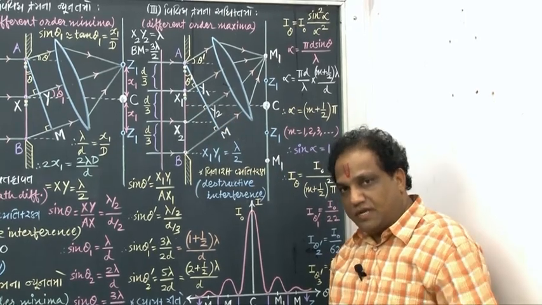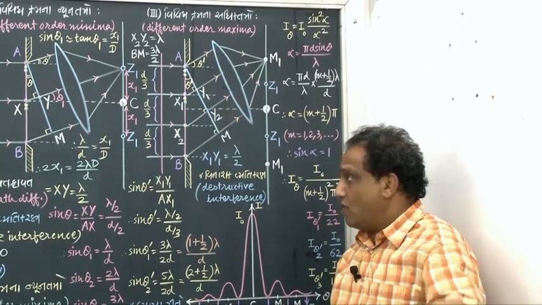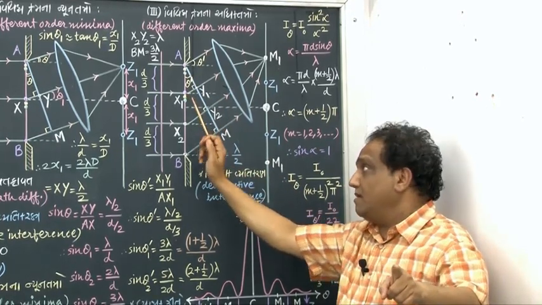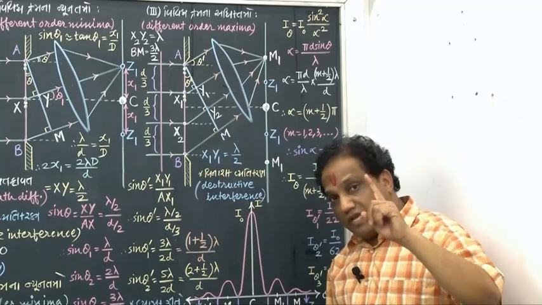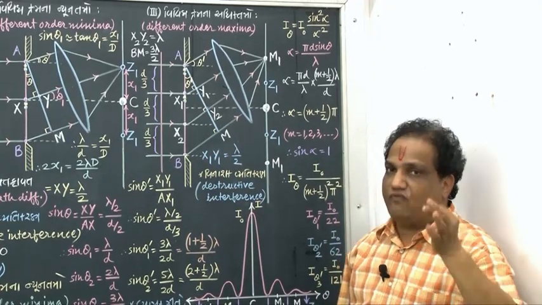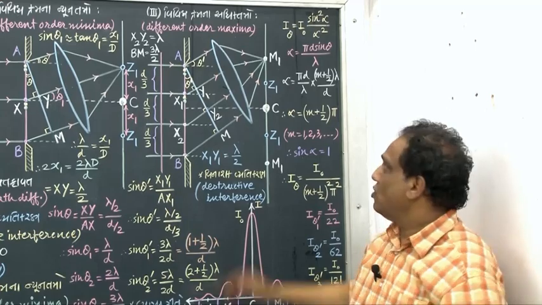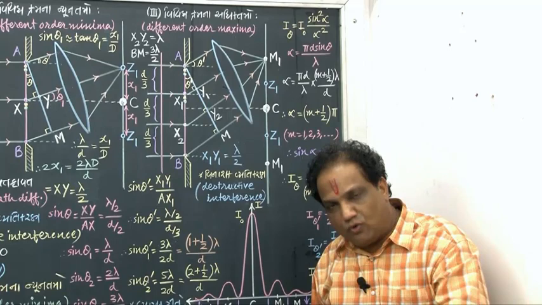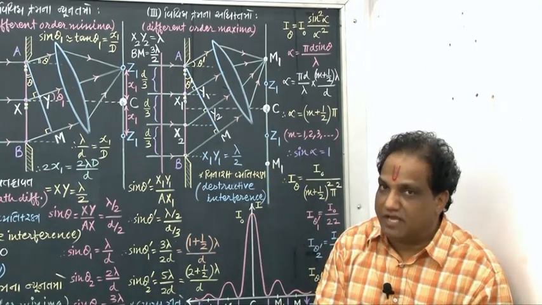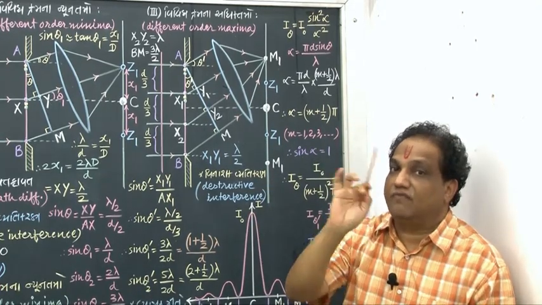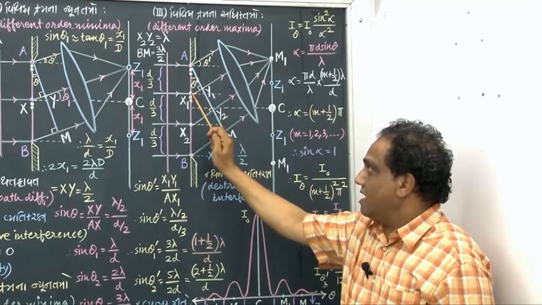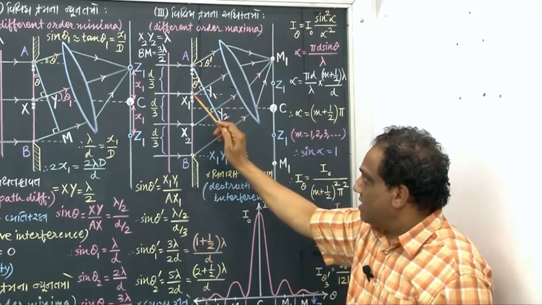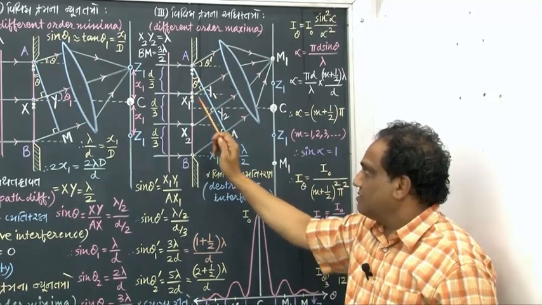In short, for every point in part A, there is a corresponding point in part x1, x2, the light waves emitted from which have a path difference of lambda by 2 while reaching point M1. And because of path difference lambda by 2, destructive interference will take place, and hence the intensity of light due to these two parts at this point would be 0, because this part cancels the effect of this part.